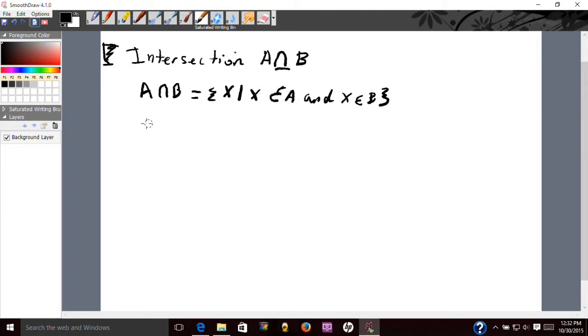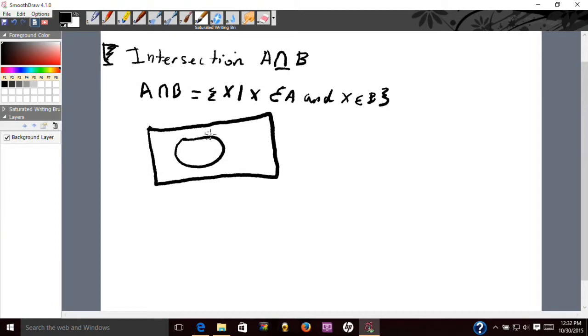So if I were to draw this in a Venn diagram, this is B and this is A. I would actually shade this region right here. This is their intersection, where B intersects with A. These elements in here are of A and are of B.